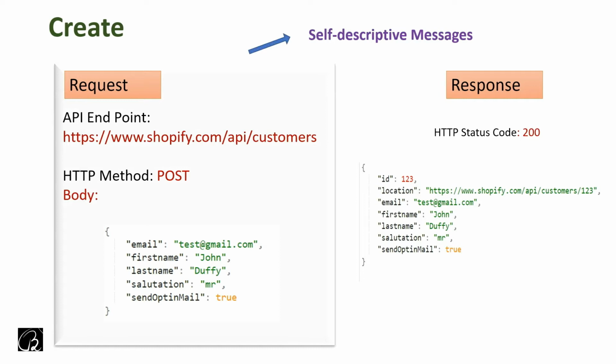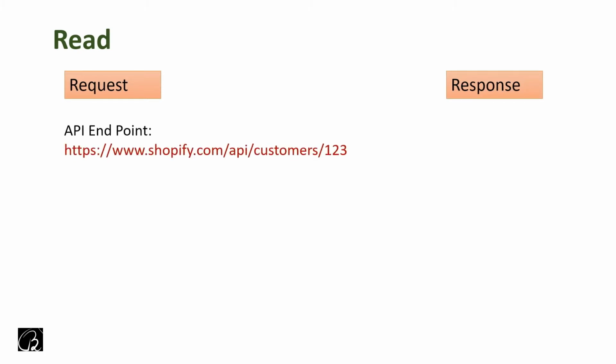Okay. So now let's talk about read. So let's say I want to read the customer details which I have created just now with ID 123. So my API endpoint should be something like this, right? At the end, I should have 123. What is the method? HTTP method would be get. We don't have to pass any body, okay?